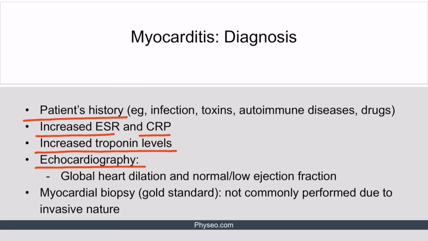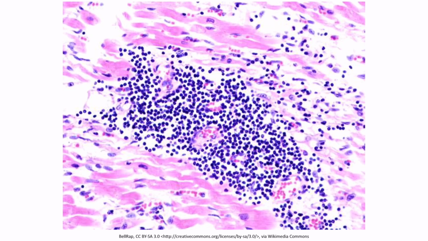If a patient with myocarditis has a low ejection fraction on echocardiography, it means that myocardial inflammation has caused dilated cardiomyopathy. Finally, myocardial biopsy is the gold standard test for diagnosing myocarditis. However, it is not commonly performed in clinical practice due to its invasive nature. This is the myocardial biopsy specimen from the patient with viral myocarditis. Here you can see these small, dark blue cells scattered in the myocardium. This finding represents the lymphocytic infiltrate commonly seen in viral myocarditis.